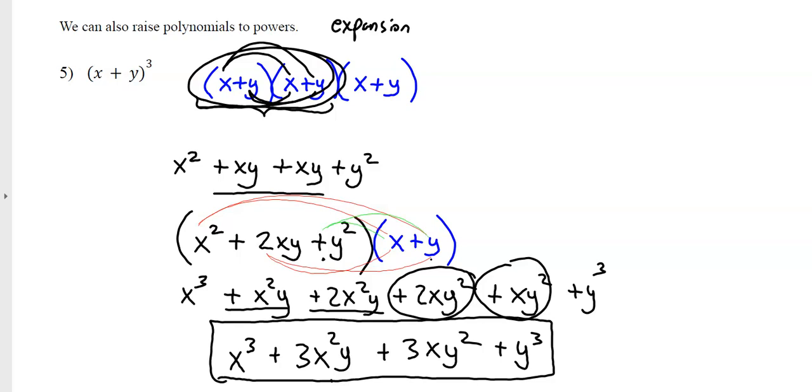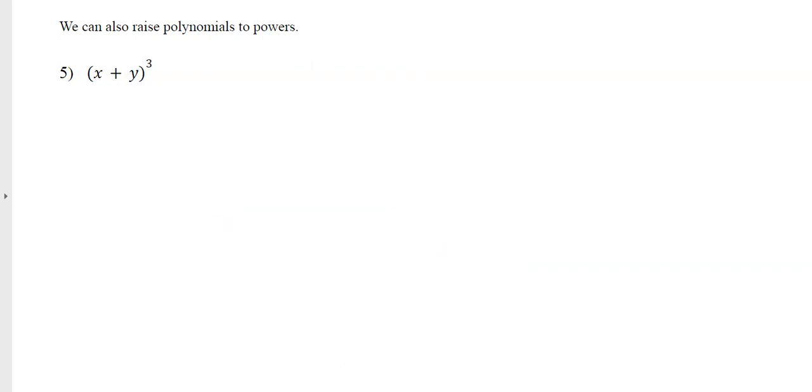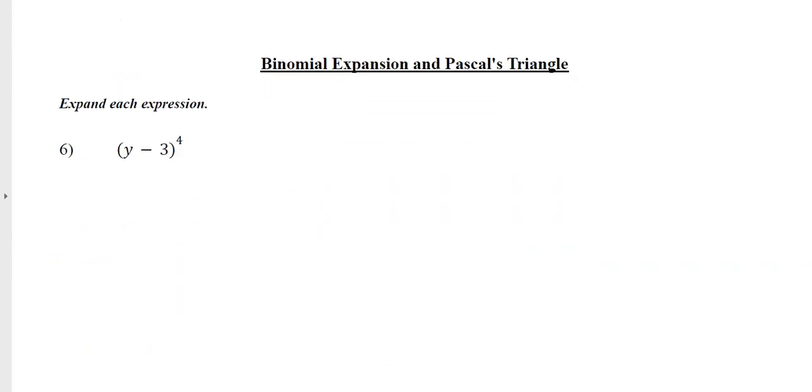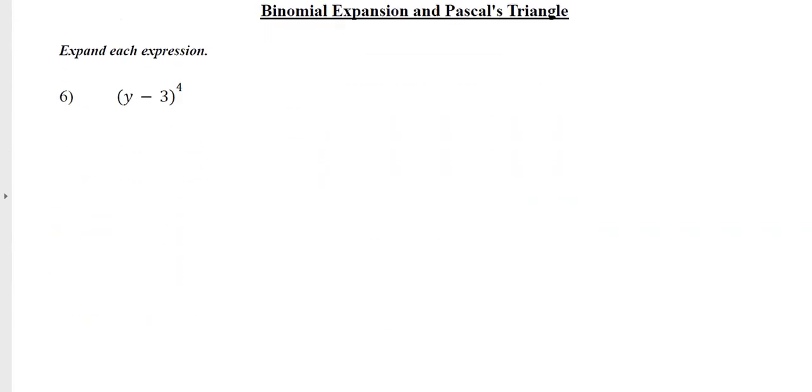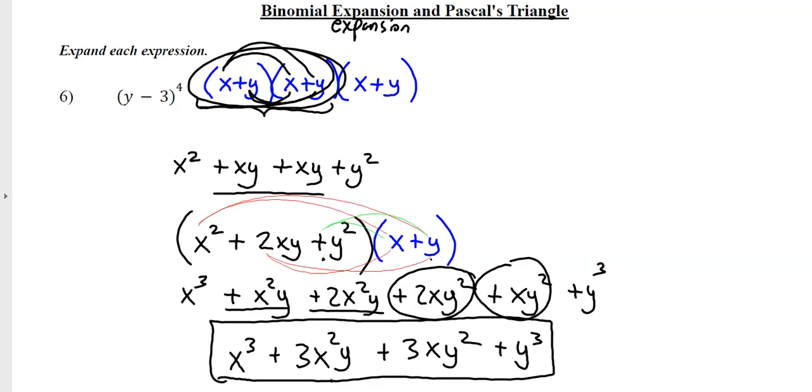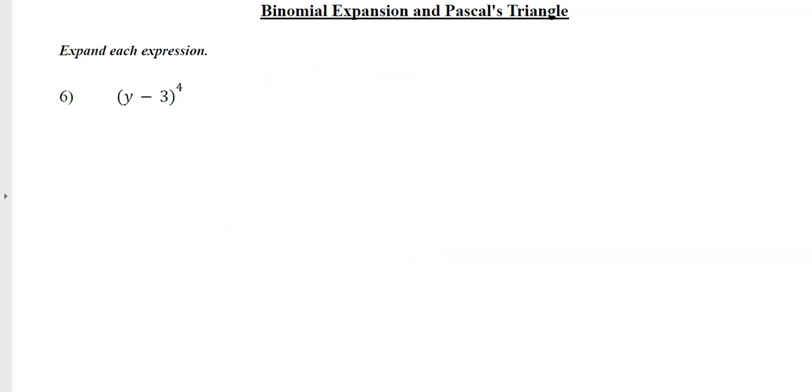So if we go to the next page here, scroll down to the back side. And so binomial expansion and Pascal's triangle, how they're related. So I put one here, y minus 3 to the fourth power. I don't want to do y minus 3 times y minus 3 times y minus 3 times y minus 3 because it's going to be really long. So here's how I can use Pascal's triangle. And here's how it starts off.